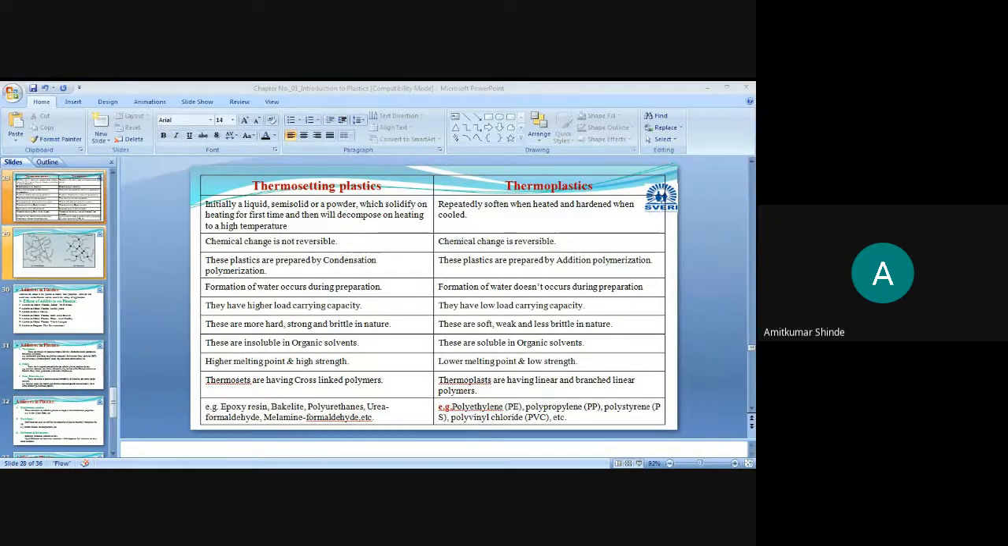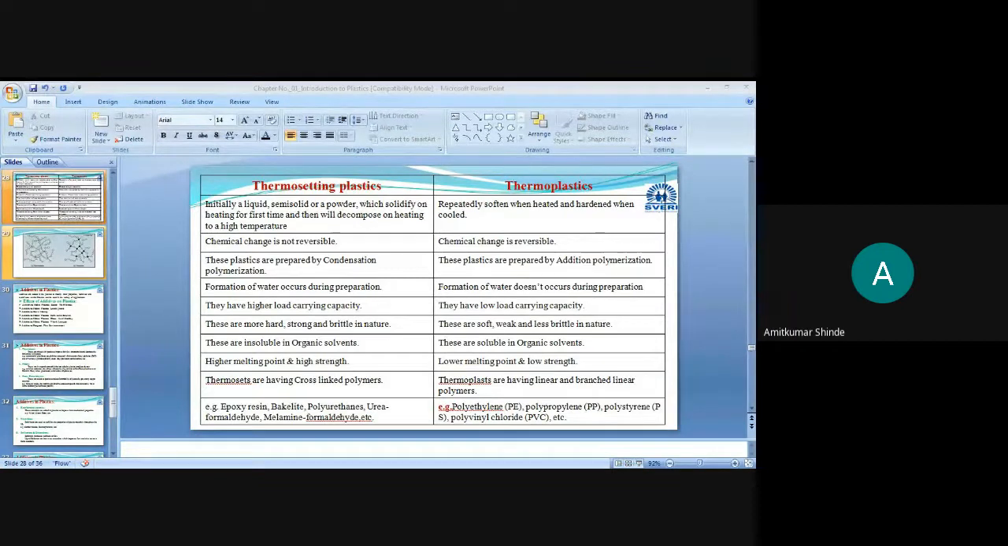All these 4 points which I have discussed here, means they will have high load carrying capacity, more hardness, and more stronger in nature, insoluble in these solvents, and higher melting point. All these 4 points for these thermoset materials are due to the presence of this cross linking.